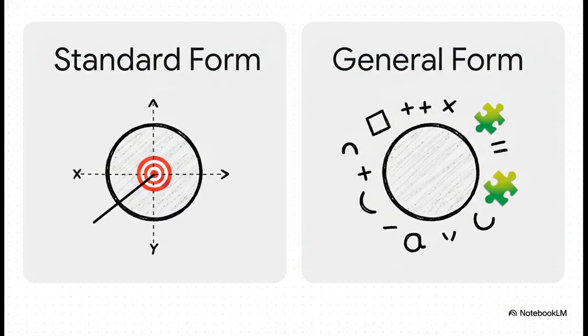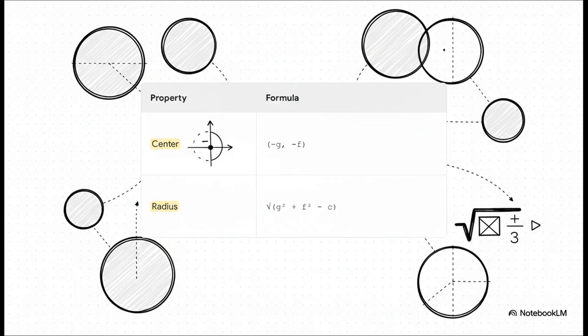But on the right, we have the general form. This is what you get if you multiply out all the brackets in the standard form. It looks way more complicated, and honestly, its main purpose is that this is how problems are usually thrown at you. So how do we decode this thing? This slide is your Rosetta Stone. If you get an equation that looks like this general form, you can pull the center and radius right out of it. The center is just (-g, -f), and the radius is the square root of g squared plus f squared minus c. This lets you cut right through the mess and find what you need.